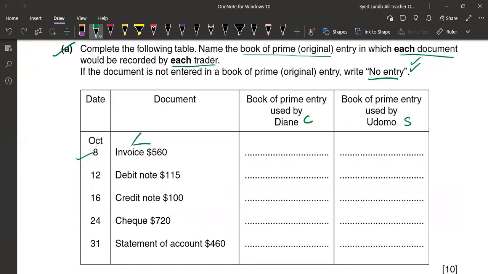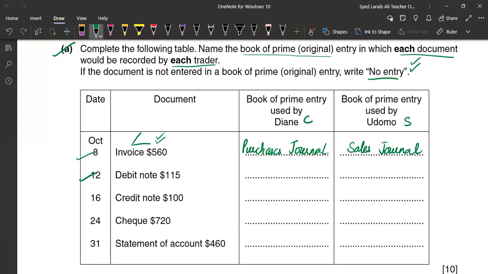Now the customer is going to record from this invoice his credit purchases in his purchases journal. Whereas the supplier will record the credit sales in his sales journal.